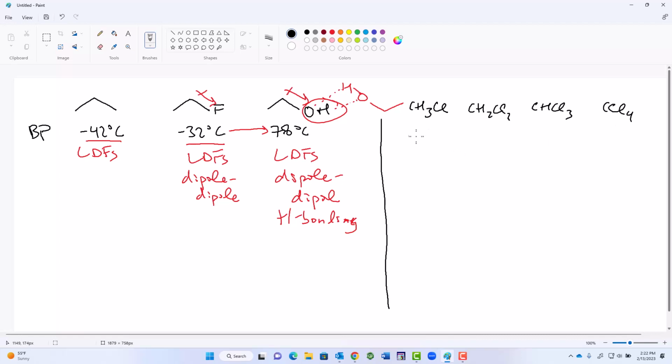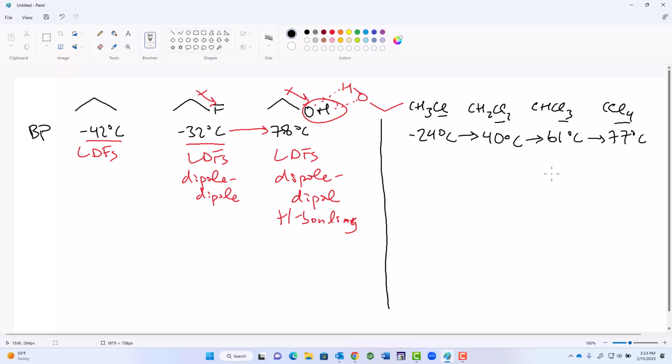So to give numbers to this, chloromethane is negative 24 degrees Celsius. Dichloromethane, or methylene chloride, is 40 degrees Celsius. CHCl3, this is chloroform, is 61 degrees Celsius, and carbon tetrachloride is 77 degrees Celsius. So we see as we go from 1 chlorine to 2 chlorines to 3 chlorines to 4 chlorines, we are increasing the boiling point at each stage in order to increase the dipole forces and increase the boiling point.